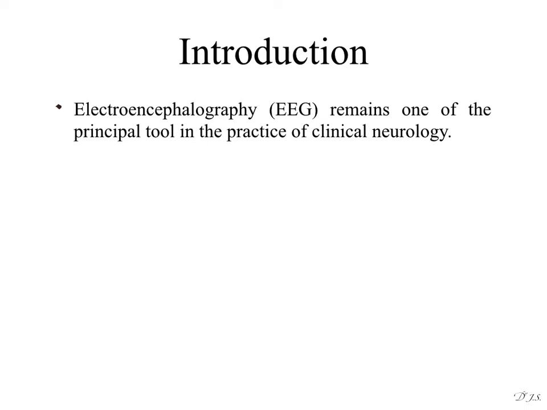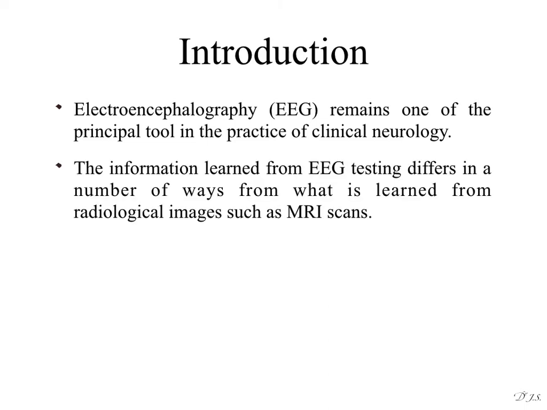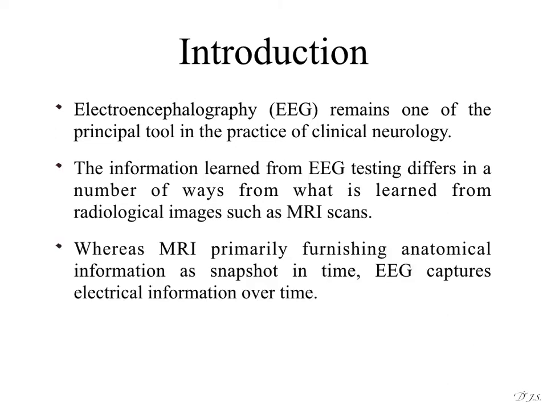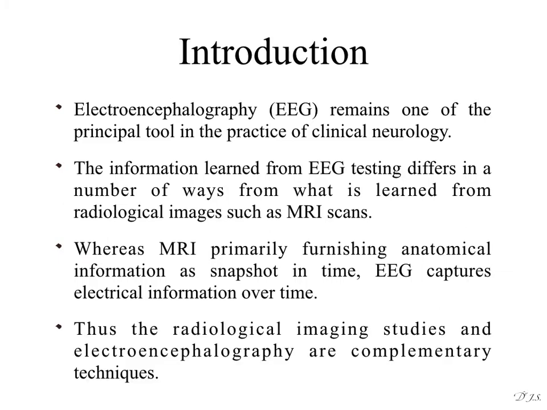Now let's start with the introduction of EEG. Electroencephalography remains one of the principal tools in the practice of clinical neurology. The information learned from EEG testing differs in a number of ways from what is learned from radiological images such as MRI scans. Whereas MRI primarily furnishes anatomical information as a snapshot in time, EEG captures electrical information over time. Thus the radiological imaging studies and electroencephalography are complementary techniques.